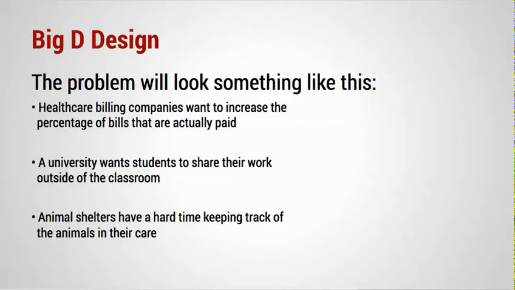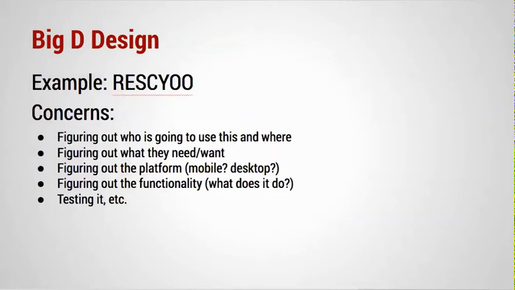Another Big D design problem might look something like this. Animal shelters have a hard time keeping track of the animals in their care. This is a problem that I'm currently working on, so I have to provide some concept for a system that solves this. I can't solve these problems by making a logo or making a single web page. I have to think about an entire system that solves the problem.